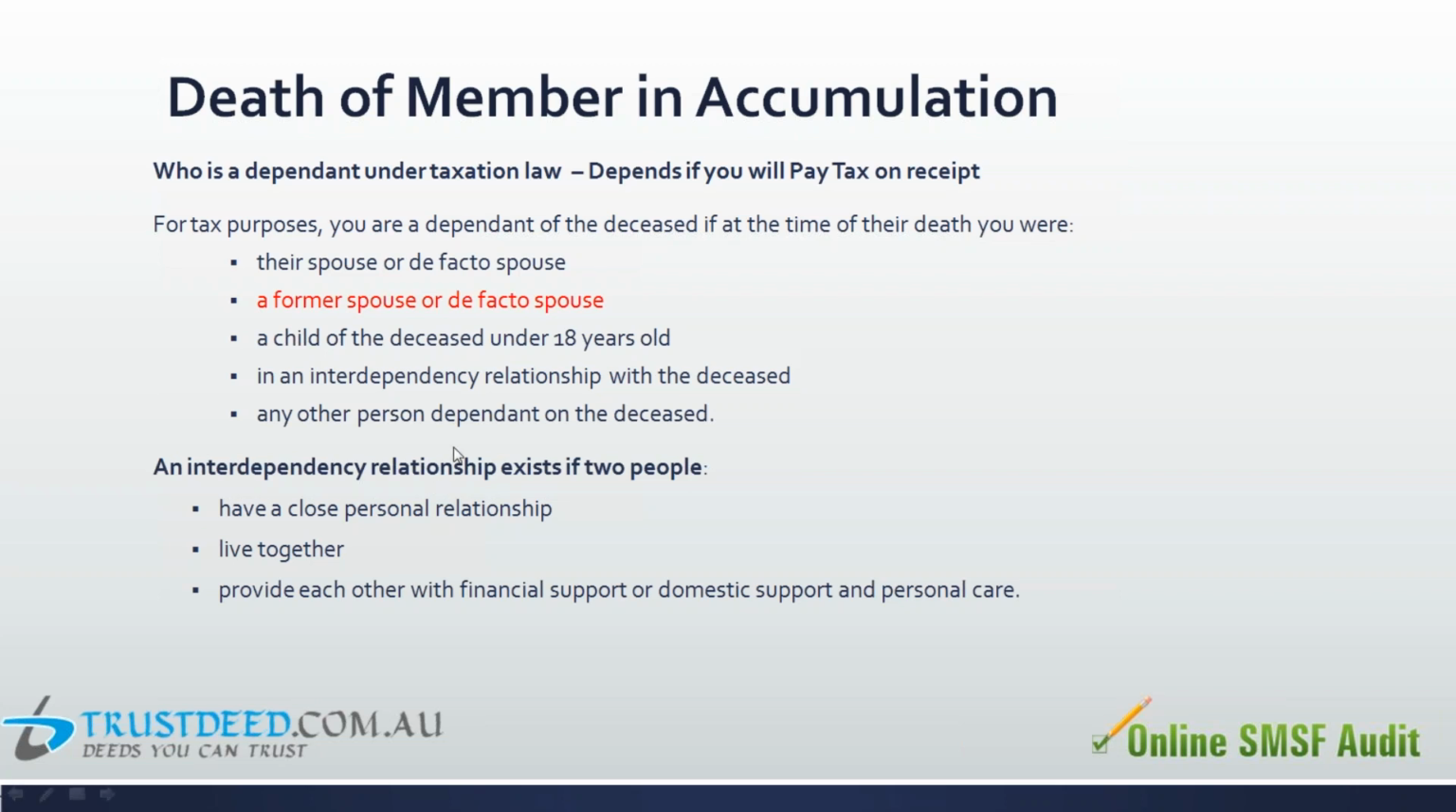An interdependency relationship will depend on whether you live together or not. Now, all the cases talk about where the beneficiary had to prove that they were dependent, whether daily they were relying on the person who has died, and if the benefit is huge because all the taxable component is otherwise taxable. So if you had a $1 million fund and all the components were taxable component and you end up paying 17% tax, that's $170,000.